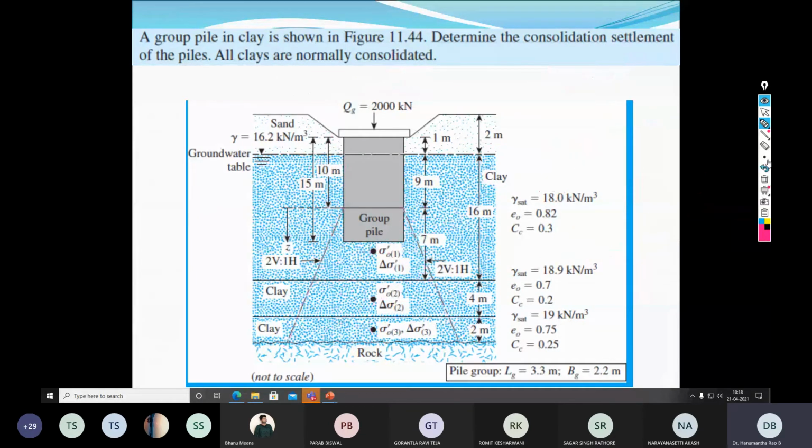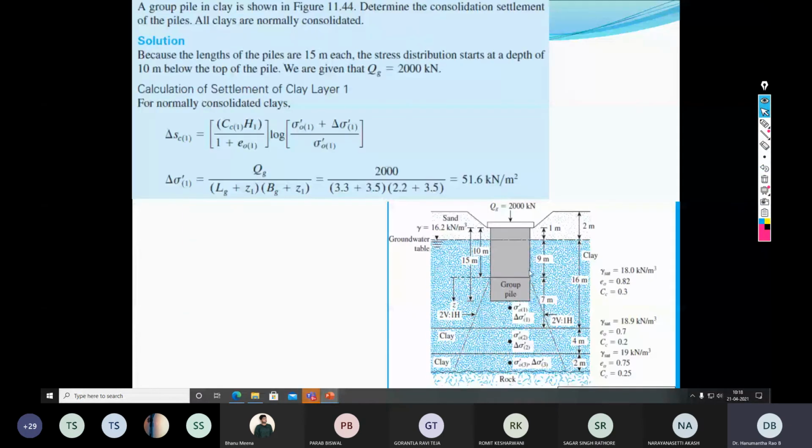Now let us go for the calculations. So the picture is there. Because the lengths of the piles are 15 meter each, the stress distribution starts at a depth of 10 meter below the top of the pile. The philosophy behind this is the identification of the fictitious footing at a depth of 2/3 of N. So after deducting 10 from the 15, the remaining pile length is only 5 meter.